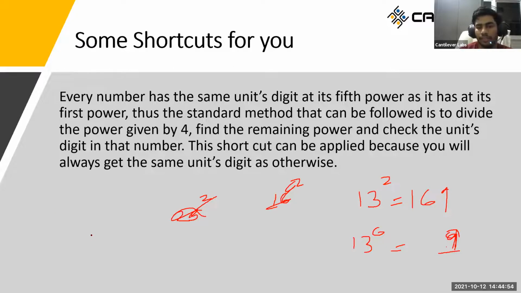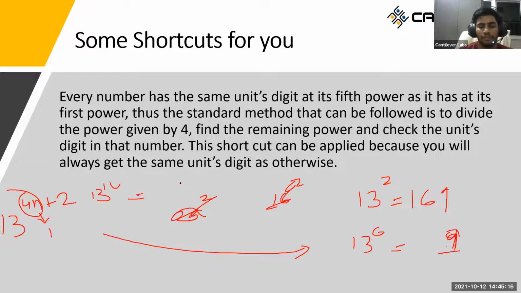So it can essentially be written in the form of 13 raised to the power 4n plus 2. This value of n can take any value. If we assign n equals 1, it comes down to 13 raised to the power 6. N equals 2, it comes down to 13 raised to the power 10, which again will have the same unit digit 9.